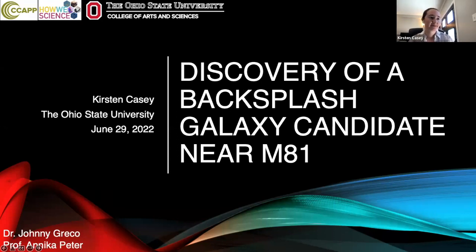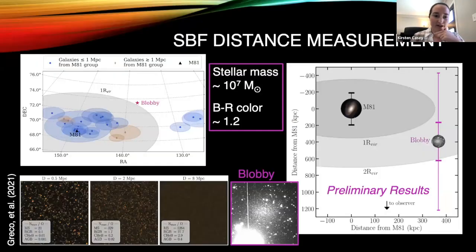Okay, so I'm Kirsten. I'm going to be talking about a backsplash galaxy candidate near the M81 group. A backsplash galaxy is basically just a galaxy that has fallen into the virial radius of a host and since exited. The galaxy that I'll be talking about is this one, informally called Blobby. In projection, it lies about 1 virial radius from the M81 group.